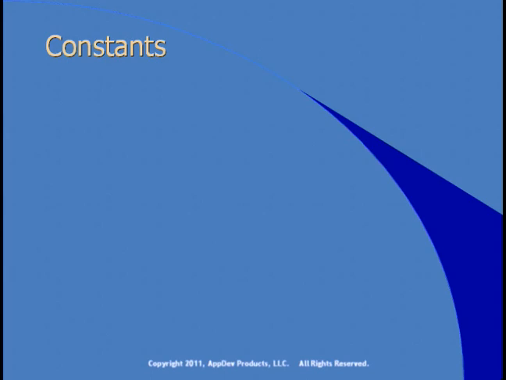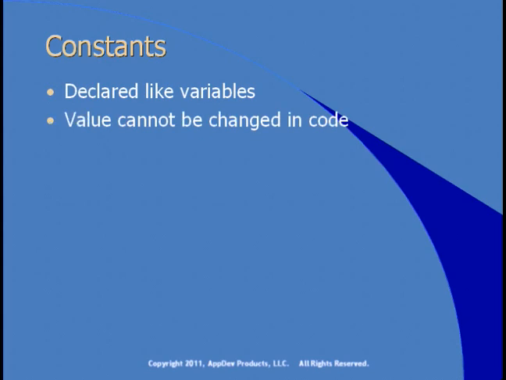Let's take a look at some additional ways you can store information. These aren't literally variables, but they serve a similar purpose, and that is as a place to store information. Constants get declared like variables, but they differ in that their value cannot be changed in code. So you can think of them as read-only variables. A perfect candidate for a constant would be, for example, the value of pi. You define it once, it doesn't change, and then you can use it over and over again in your code by referring to the name of the constant.